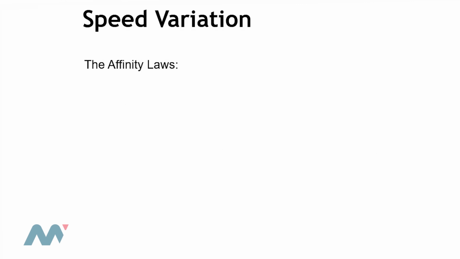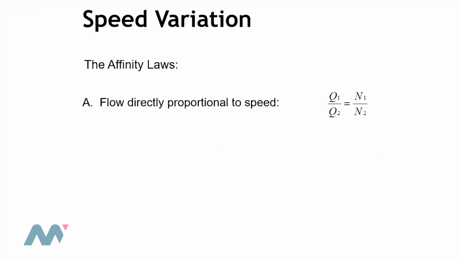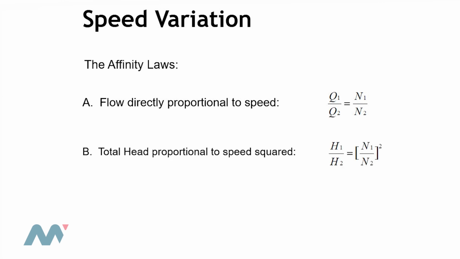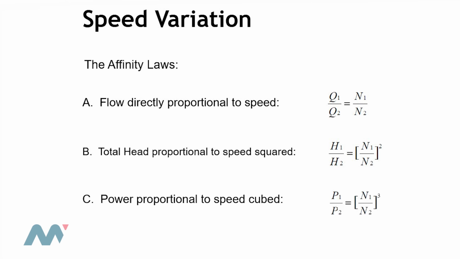The affinity laws applied to flow are that the flow is directly proportional to the speed. The affinity law as it applies to head is that it is proportional to the square of the speed, and the power is directly proportional to the cube of the speed. And if we look at the formula, you can see here direct relationship, square relationship, cube relationship.